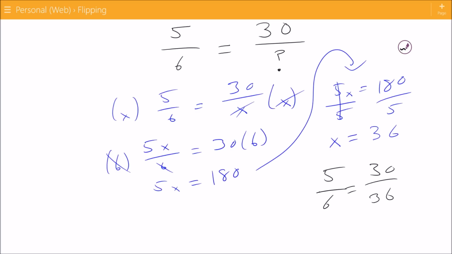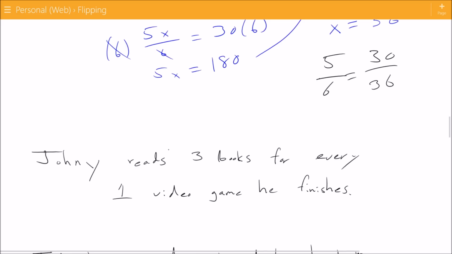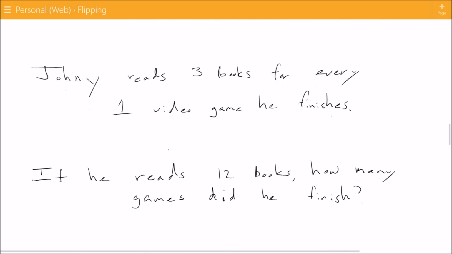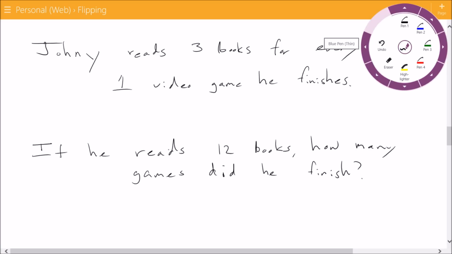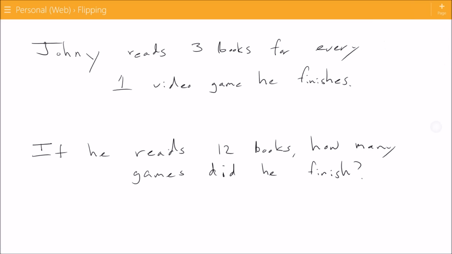When we're dealing with ratios, we often do not just see them as tidy little setups like that. Quite often we'll see a word problem. So Johnny reads 3 books for every 1 video game he finishes. If he reads 12 books, how many games did he finish? I've got a ratio here.